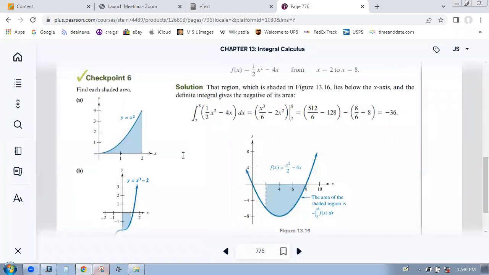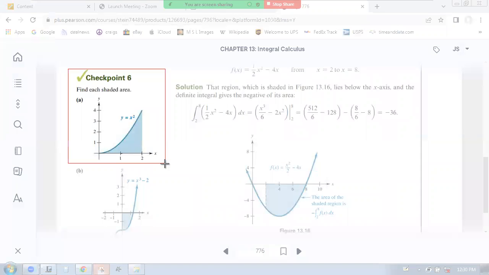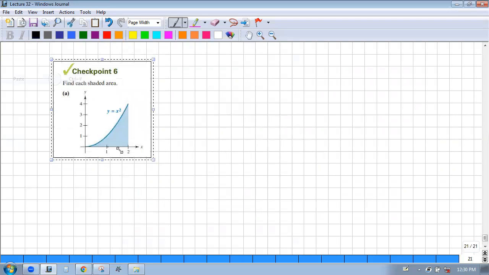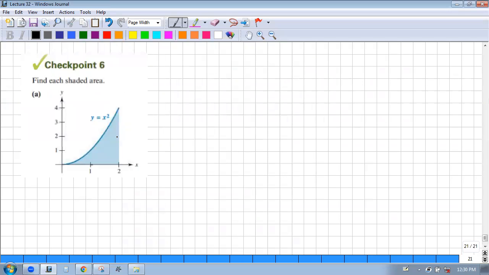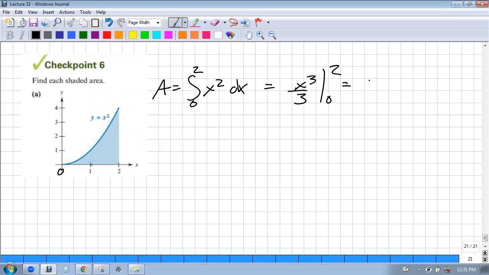Checkpoint. So this one, we're going to find the area of the shaded region. Since it's above the x-axis, the area is just going to be the integral. And we want to go from 0 to 2. So this is going to be x cubed over 3, evaluated from 0 to 2. So 2 cubed over 3 minus 0 cubed over 3. What, 8/3?